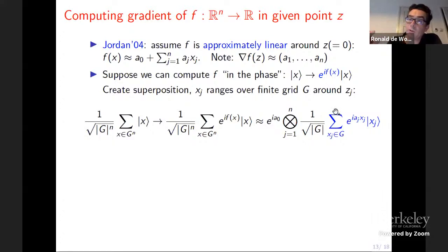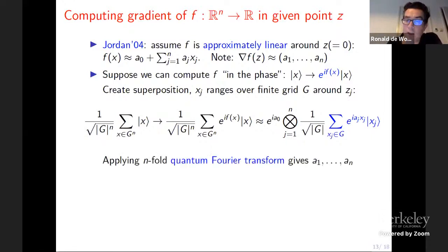So what do you do now? You just separately, to each of these n registers, do an inverse Fourier transform, and you get the numbers a1 up to an. And this is of course nothing else but the Bernstein-Vazirani algorithm, but done in real space instead of in binary space. The Bernstein-Vazirani algorithm is exactly the same thing, but it recovers the coefficients of a linear function over F2 instead of a linear function over the reals.